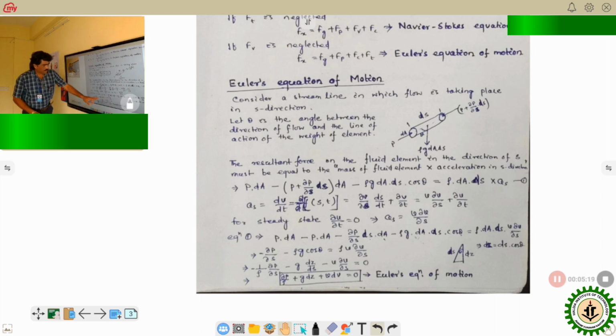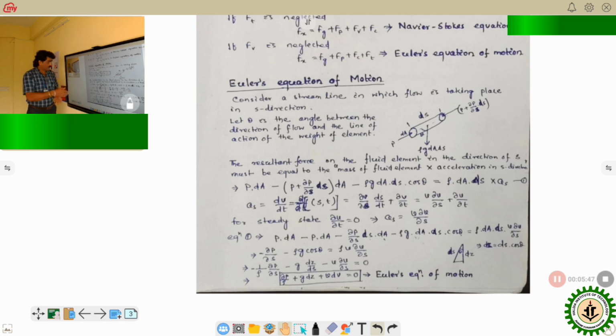Here, cos theta represents ∂z by ∂s. This side is ds, this side is dz, and this angle is theta. So obviously ds cos theta is equal to dz. Now finally rearranging this, ∂p by rho plus g dz plus v dv is equal to 0. This is what we call the Euler's equation of motion.